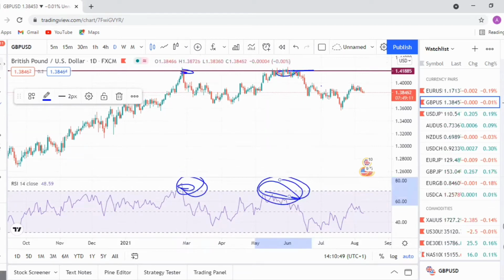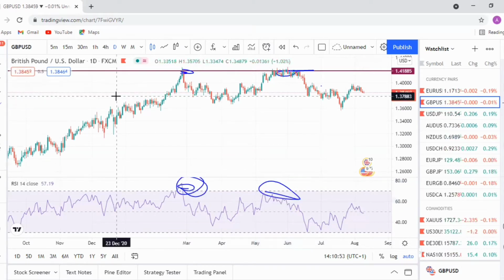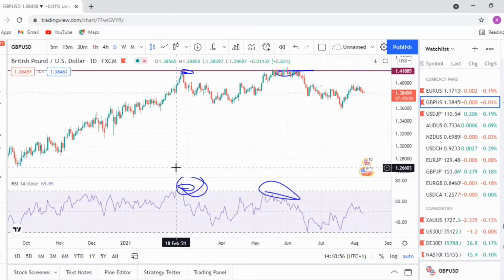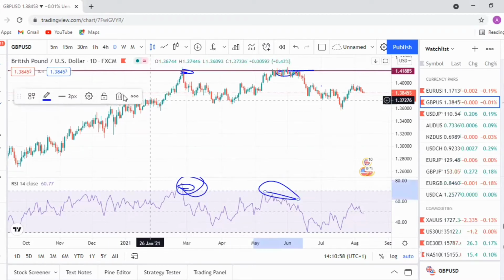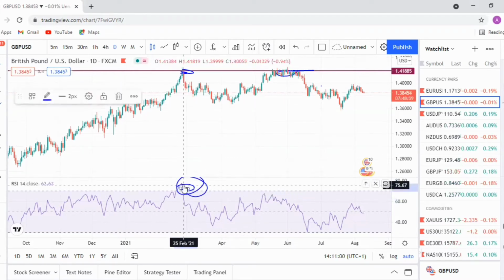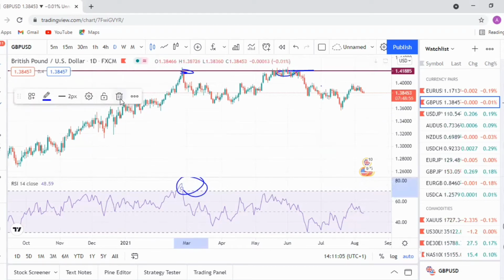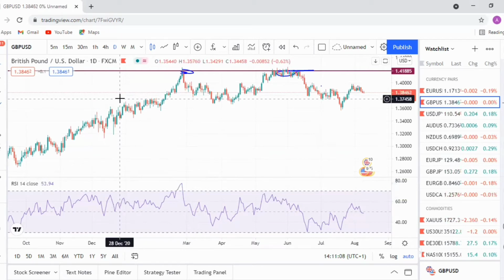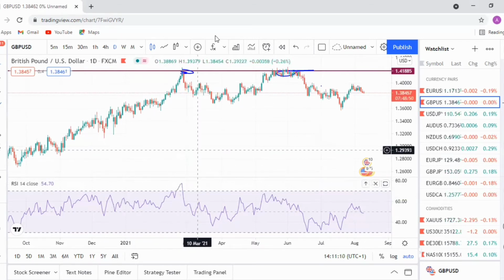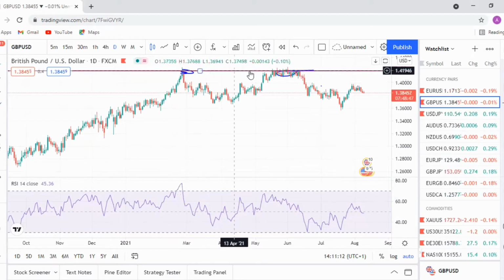Now, let me get all these drawings out so it doesn't confuse you, so you can properly understand what I'm saying. Now, on the RSI, you can see that the strength for the one on the left is stronger than the one on the right. But on the chart, they are saying that the strengths are the same. They are of the same height. This high and this high are the same thing.